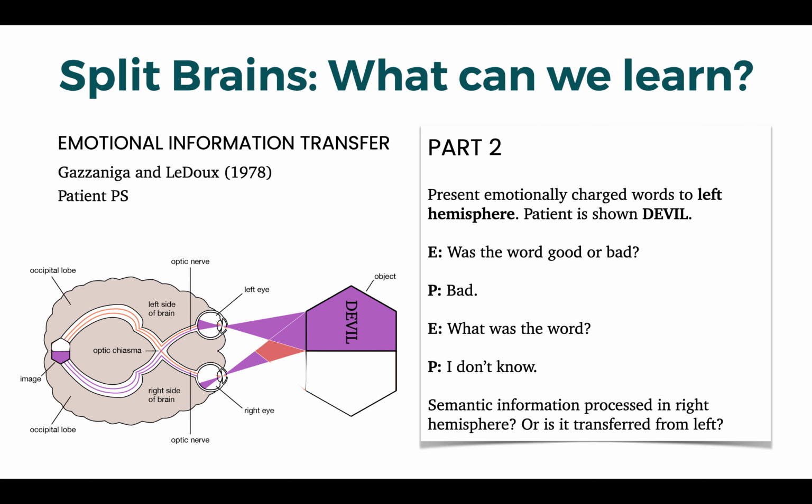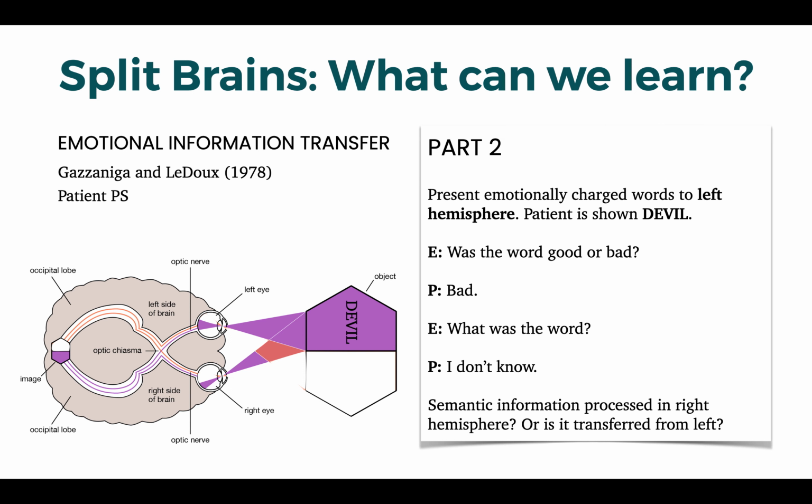So now we don't really know what's going on here. Is it that she has semantic information that's processed in the right hemisphere? Does she have actual semantic information here, or is there somehow some semantic information that's being transferred to the left or from the left to the right?